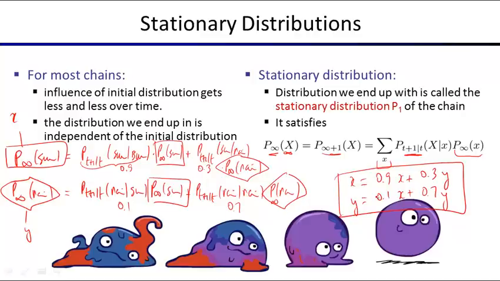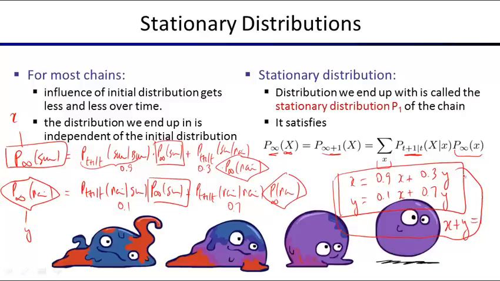So we have an additional equation here that x plus y equals one. You might say, oh, three equations, two unknowns, there might not be a solution. That's true. In general, there might not be a solution. For these types of models, there will be a solution, even though there are three equations and two unknowns. If you solve this system, you will find 0.75 and 0.25 as the values for x and y. So this is how we find the stationary distribution.